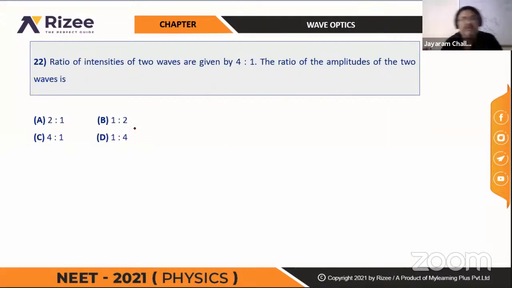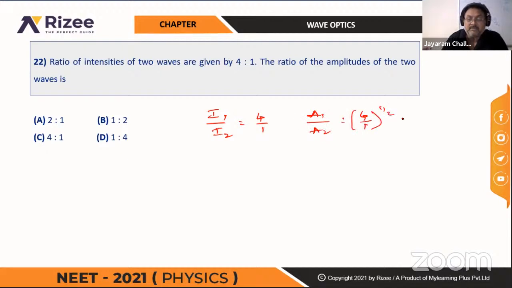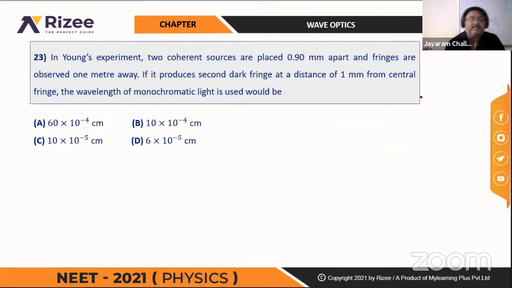Next one, the ratio of the intensities of the waves in an interference pattern, that means I1 by I2, is 4 is to 1. The ratio of the amplitudes is asked, that means A1 by A2 is equal to 4 by 1 whole to the power of 1 by 2, which is 2 is to 1. Right, sir?